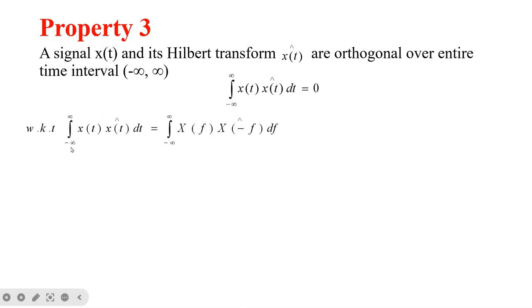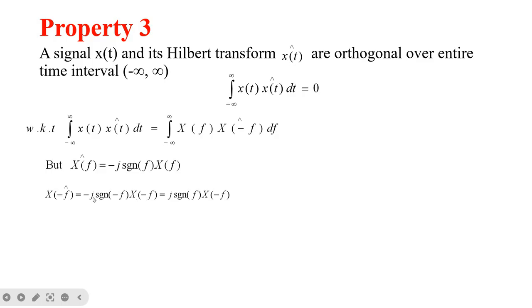Now we know that integration from minus infinity to plus infinity of x of t into x cap of t dt can be written as integration from minus infinity to plus infinity of X of f, and x cap of t can be written as X cap of minus f, df. Here we are writing the Hilbert transform for this. Now we know that X cap of f can be written as minus j signum function into X of f, and X cap of minus f can be written as minus j signum function of minus f into X of minus f.